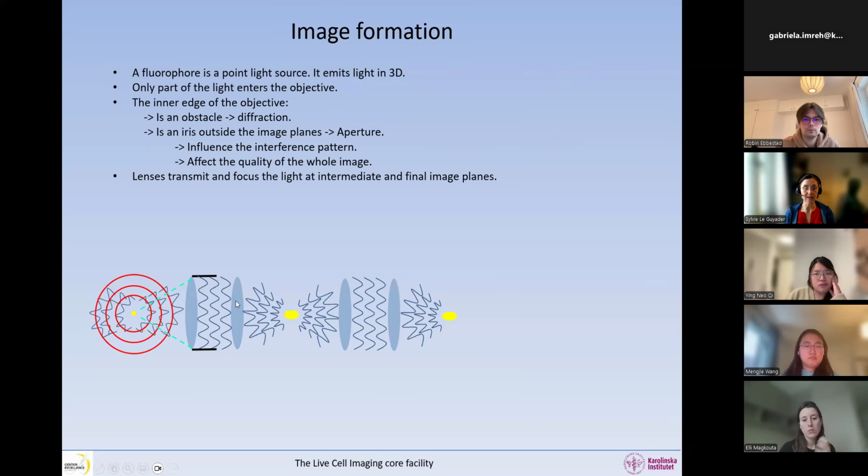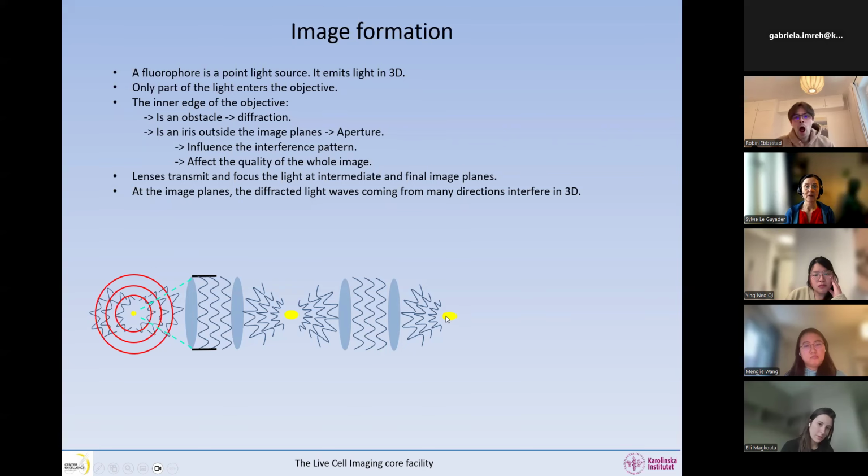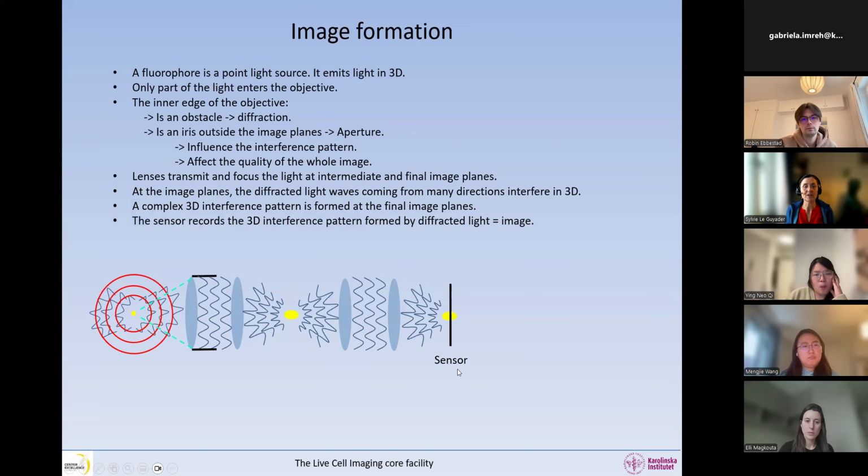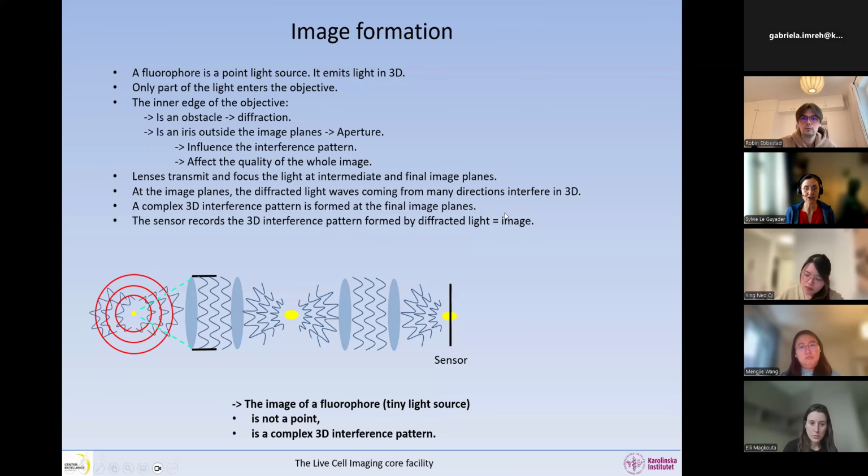And so we have more lenses that are transmitting the light all the way to the final image plane, and this is what we record. At the image planes, here and here, the diffracted light waves come together from many directions, so they interfere in 3 dimensions. They bump into each other and interfere. So we have a very complex 3D interference pattern that is formed in here, and in here as well. And this is where we put our sensor in the final image plane, and we record this 3D interference pattern that is formed by the diffracted light, and this is how we get our image.